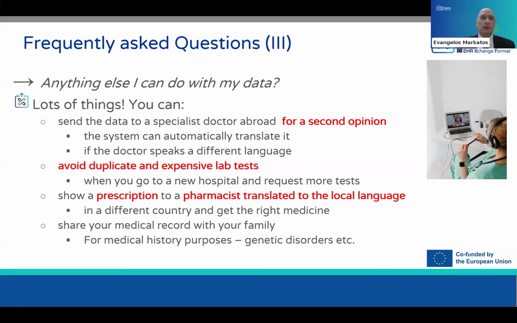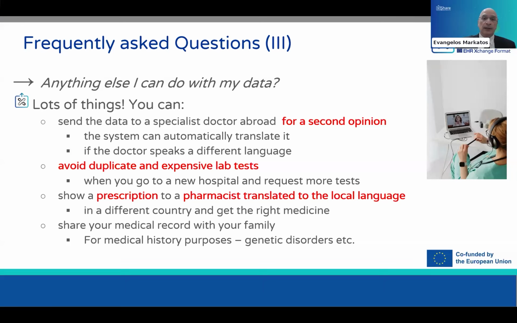You may also wonder, okay, I can have a full picture of my health data, but is there anything else I can do with my data? Well, lots of things. The sky is the limit. You can send the data to a specialist doctor abroad asking for a second opinion. The system can automatically translate it if the doctor speaks a different language.